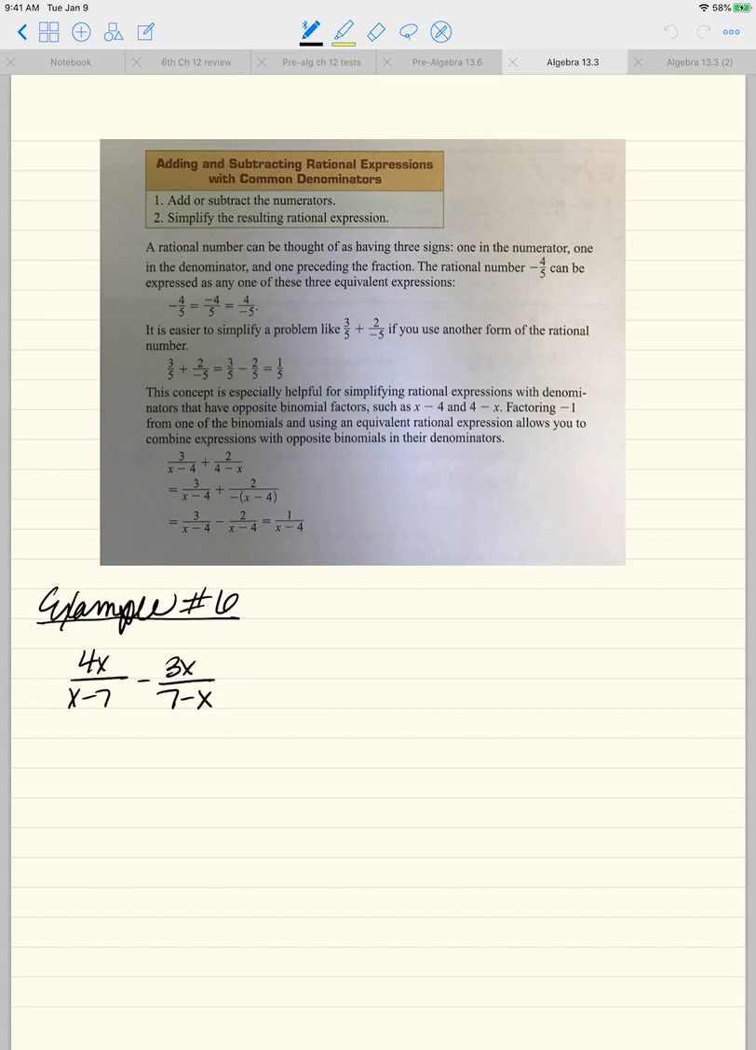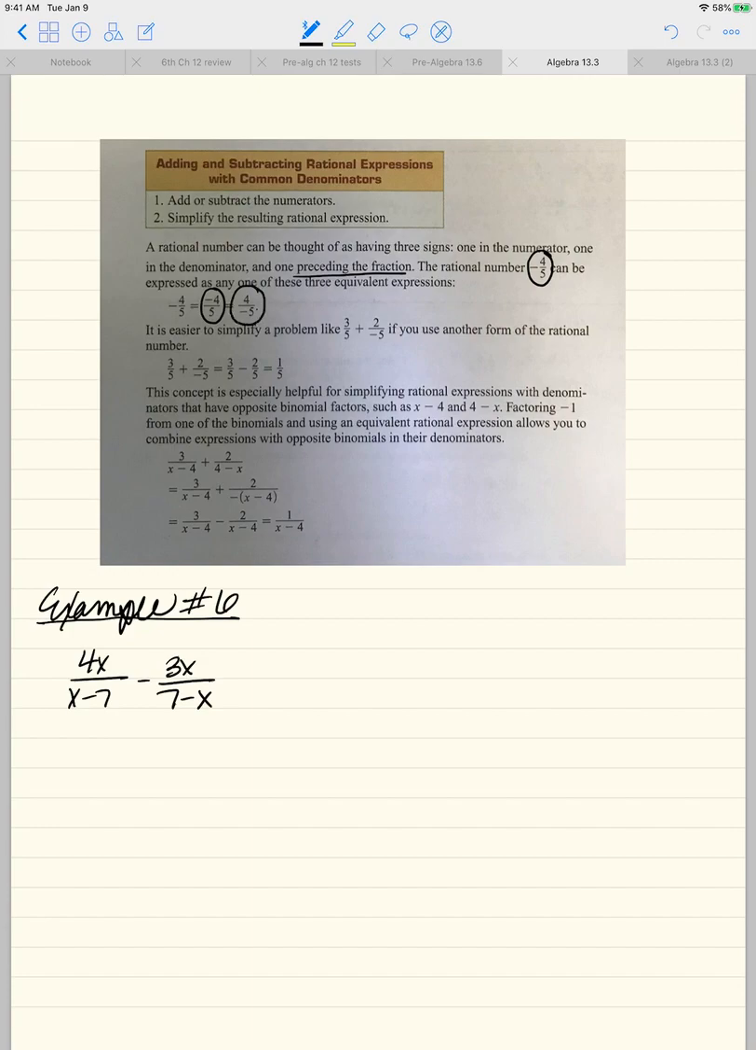Now, a rational number can be thought of as having 3 signs, 1 in the numerator, 1 in the denominator, and 1 preceding, coming before the fraction. The rational number negative 4/5 can be expressed as any one of these 3 equivalent expressions. So negative 4/5, that's that preceding the fraction idea, okay? Or we could have negative 4 over 5, or we could have 4 over negative 5.